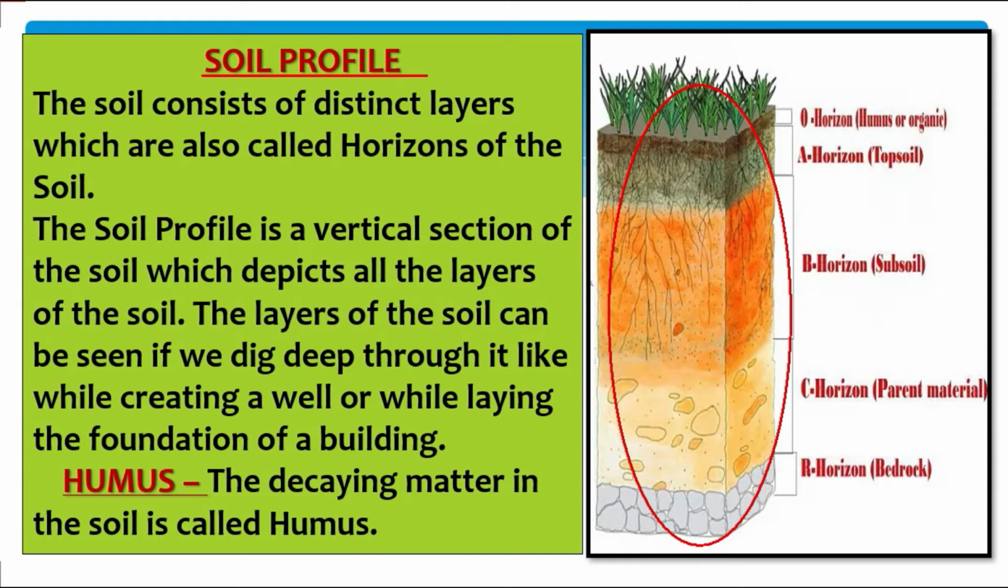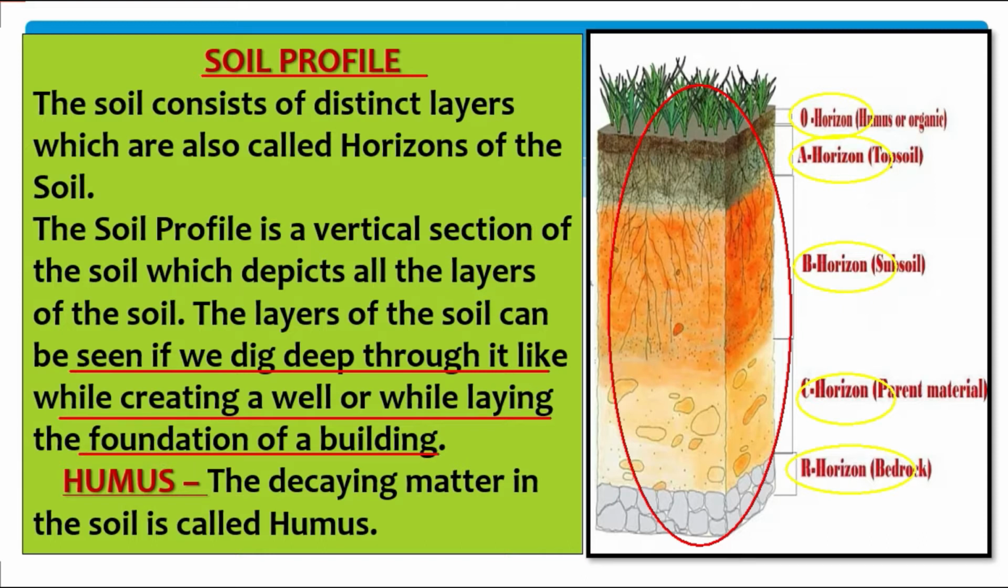Means to say, the different layers of soil, that are O horizon, A horizon, B horizon, C horizon and R horizon. And students, the different layers of soil can be seen easily if you dig deep, while creating a well or while laying the foundation of a building.